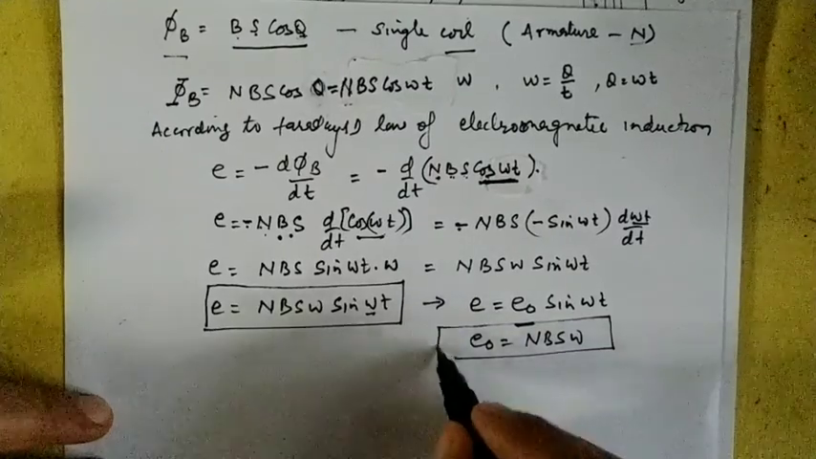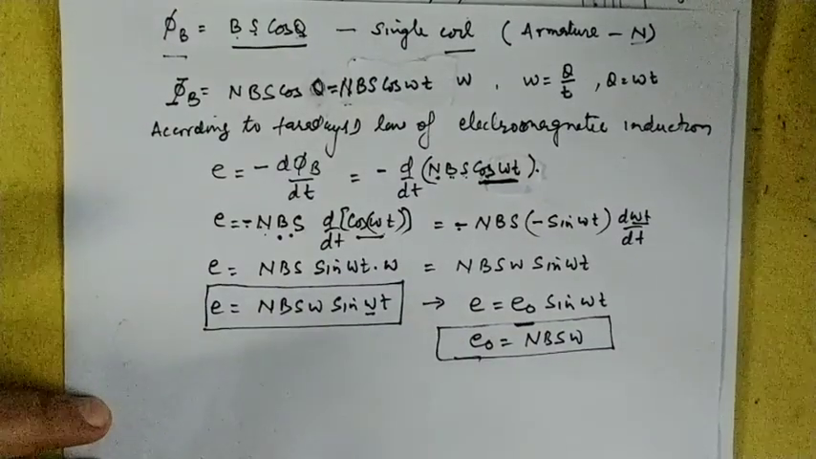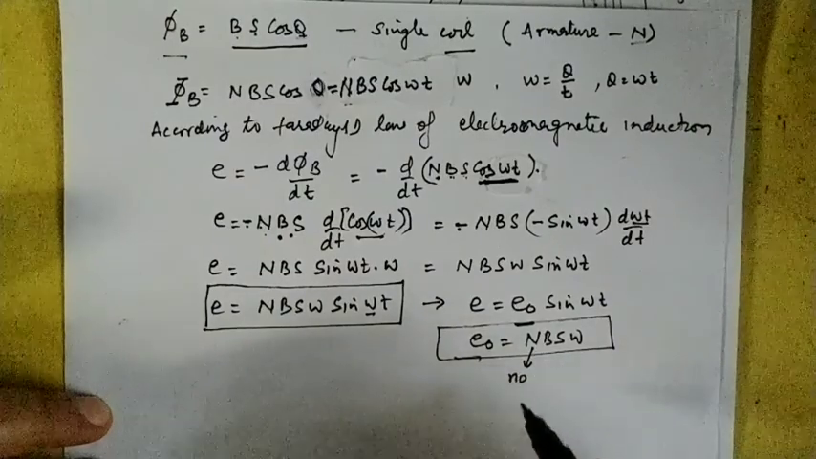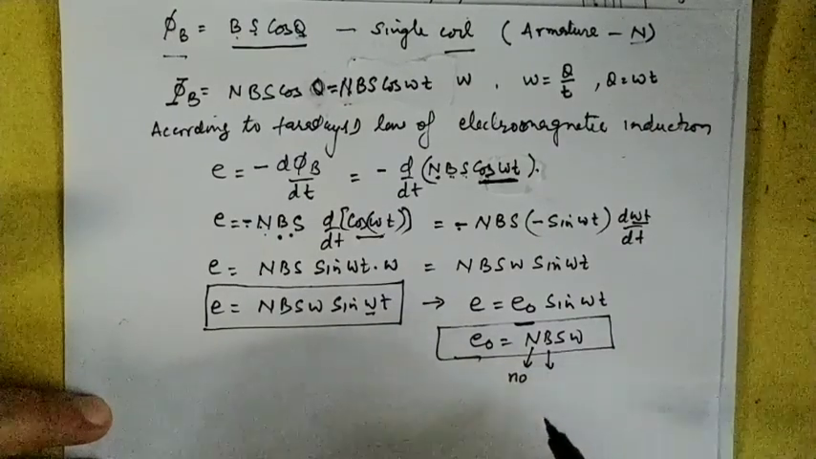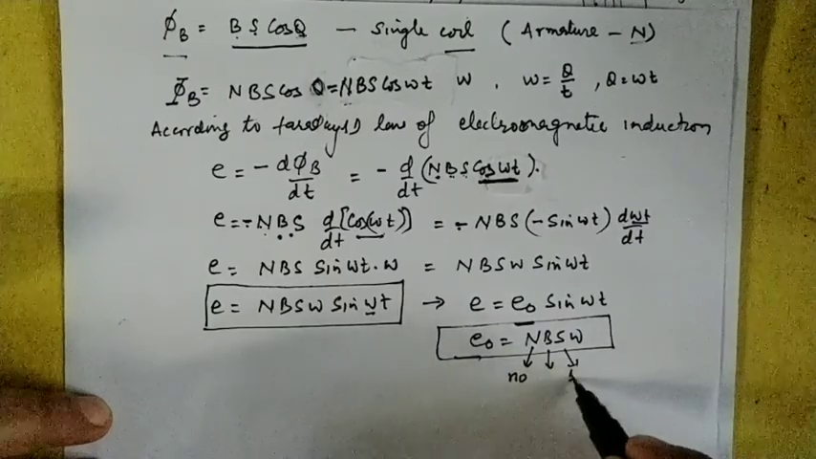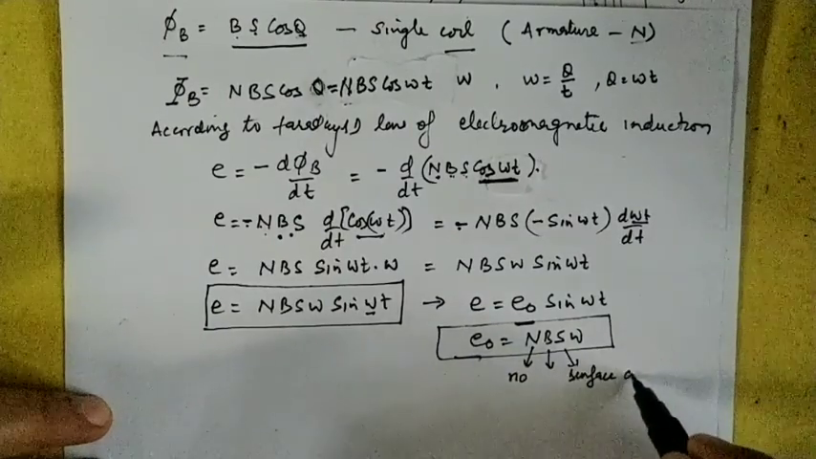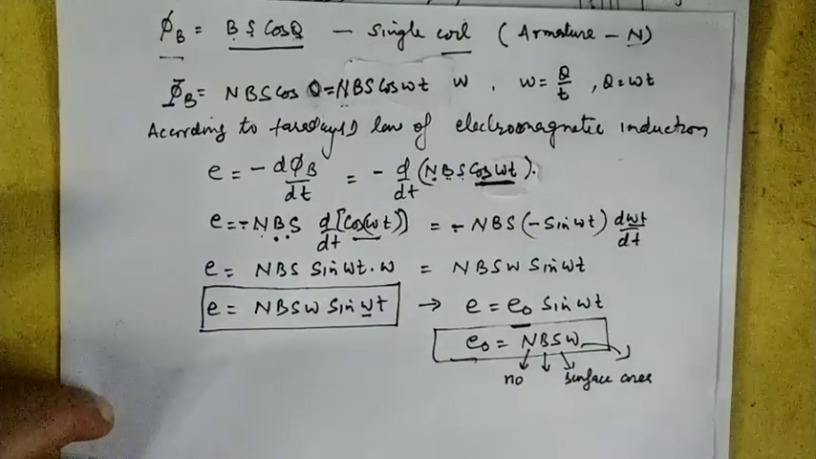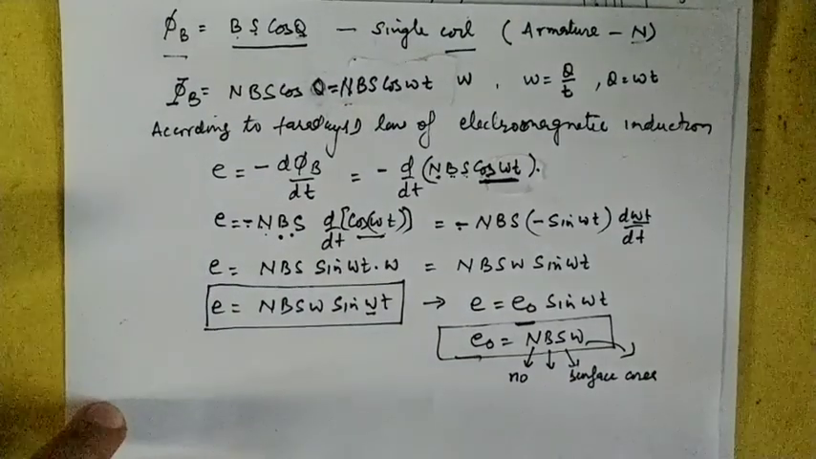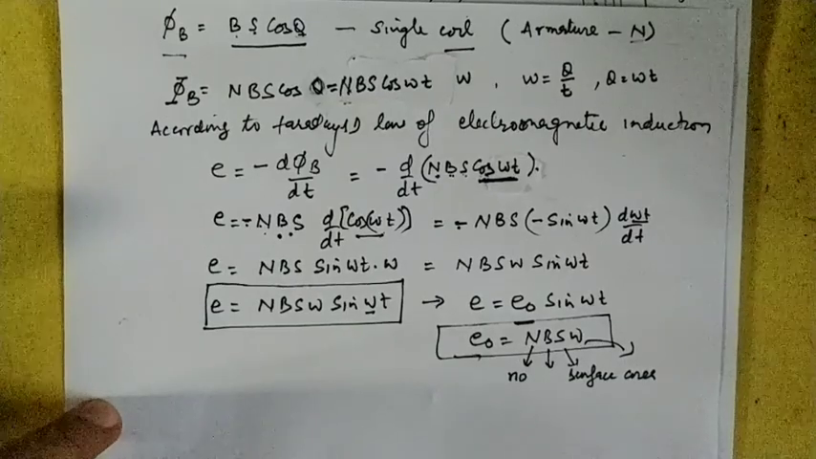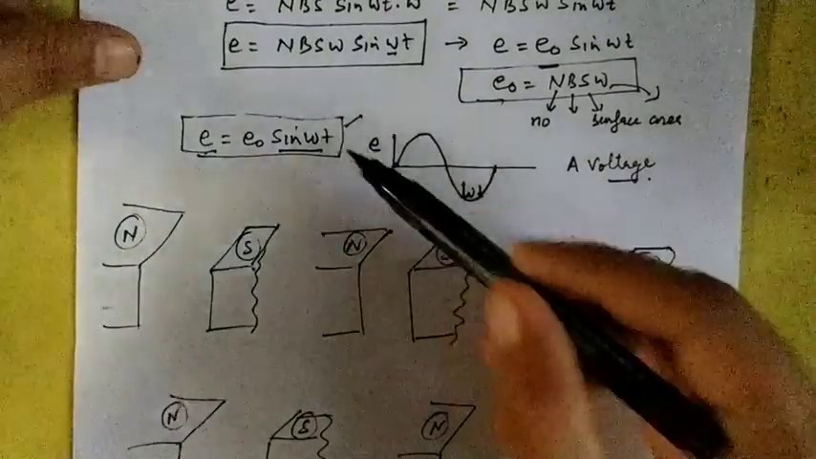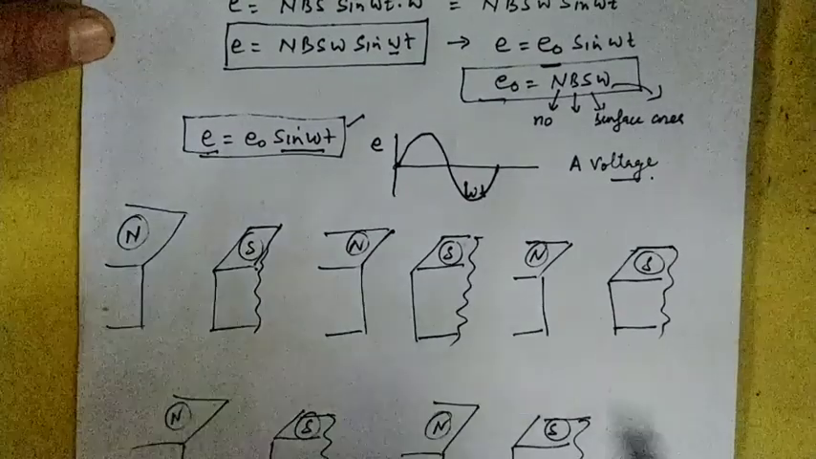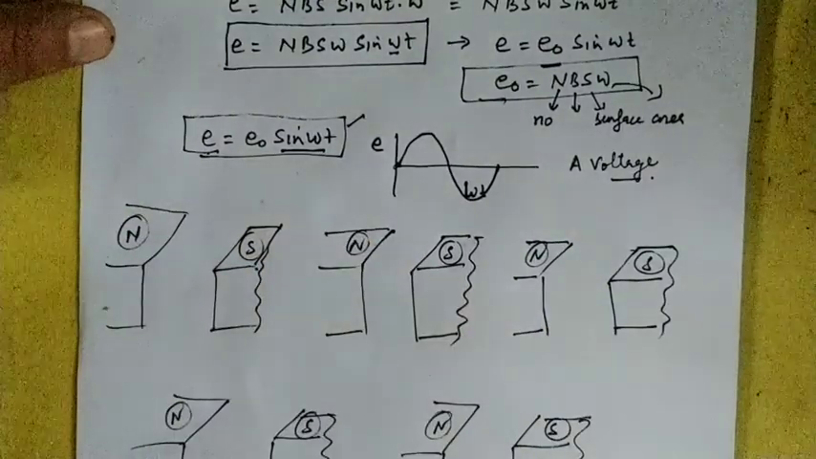So this is your peak value of induced EMF, where capital N is the total number of turns, B is the magnetic field, S is the surface area of the armature, and omega is your angular velocity with which the armature is rotated. So this is your induced EMF produced by the armature when it is rotated with angular velocity omega between the two poles of the magnet.